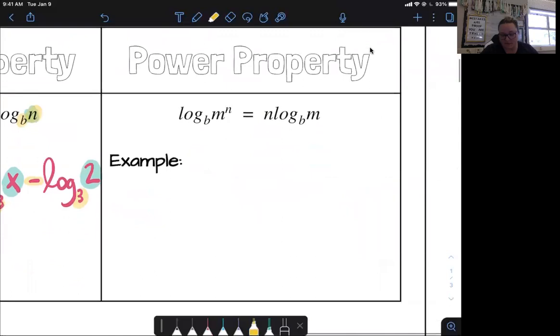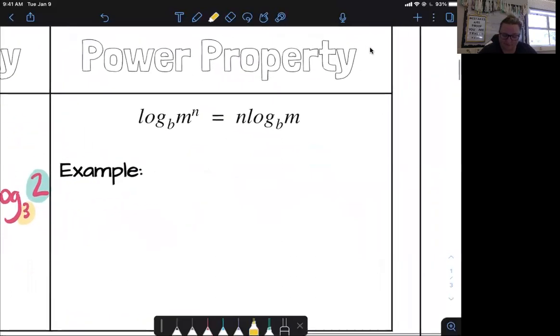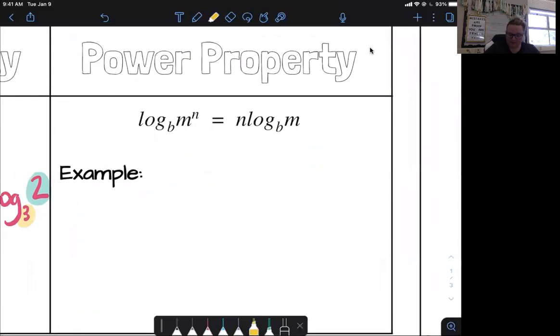All right, let's talk about the power property. The power property is going to come in handy a whole lot in Algebra 2. It's called the power property because we're dealing with an exponent. We're dealing with a power, m to the n. So when you have log base b of m to the n, you can take that exponent and move it to the front of the log and rewrite it as n times the log base b of m.